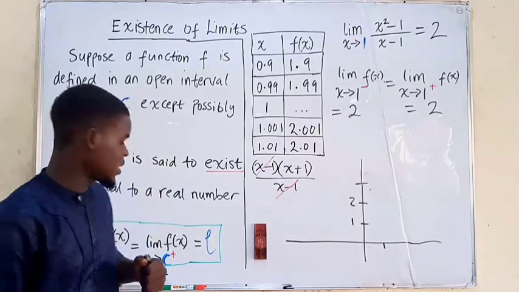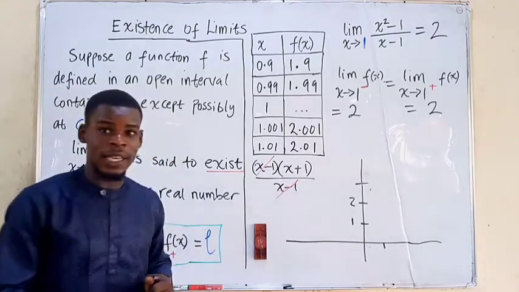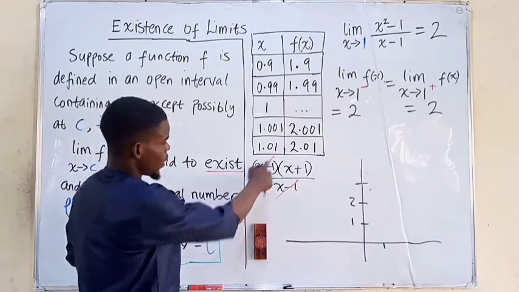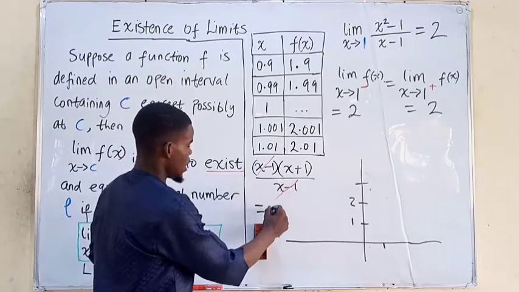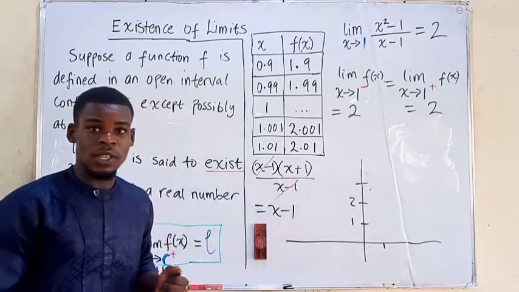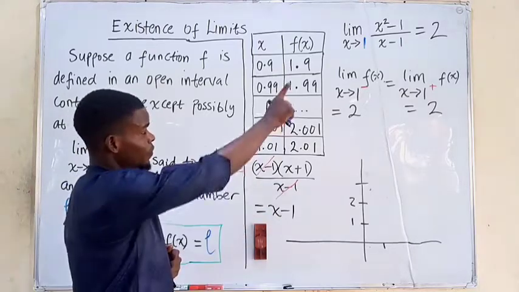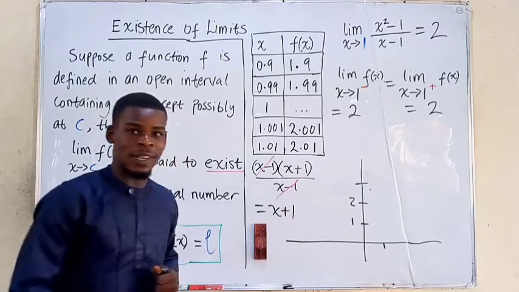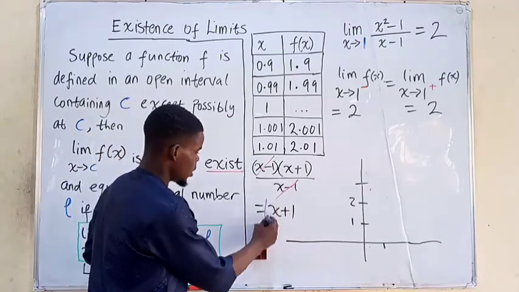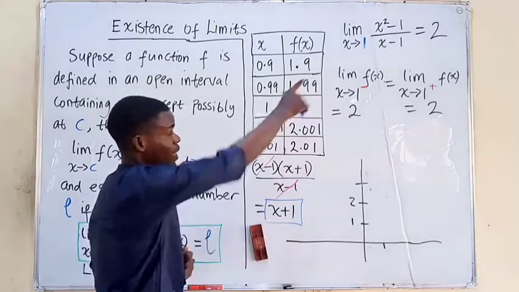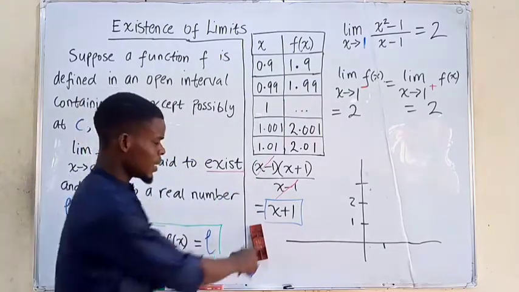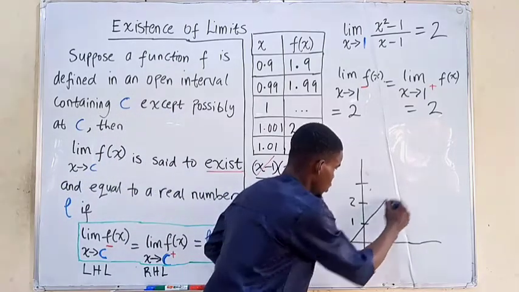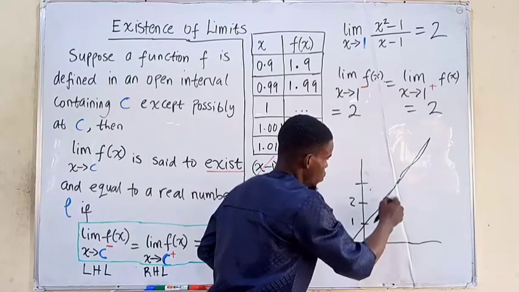We can cancel them because x is approaching 1. x is not equal to 1. It is approaching 1. That means this cannot be 0. So when we cancel those, we are left with just x plus 1. So what I've just done there is rewriting that function. I've rewritten the function, and what we are left with is just x plus 1. x plus 1 is the same thing as that function. Now, this is another function entirely, and the graph looks like this, just a straight line that passes through 1 on the y-axis.